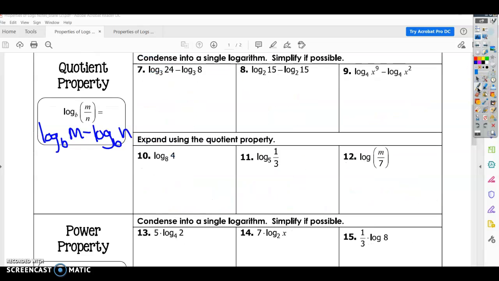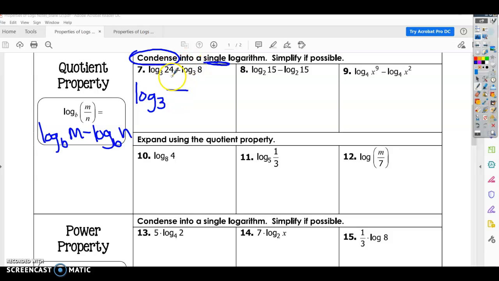All right, moving on to the second property, the quotient property. We're going to go from subtraction to division or division to subtraction. All right, so the first one says to condense. That means we're going to a single logarithm. So that means we're going to write log base 3 one time. So we're going to have log base 3, and subtraction changes to division.